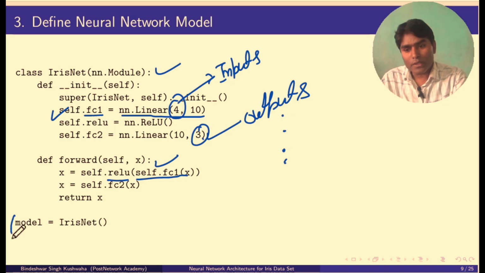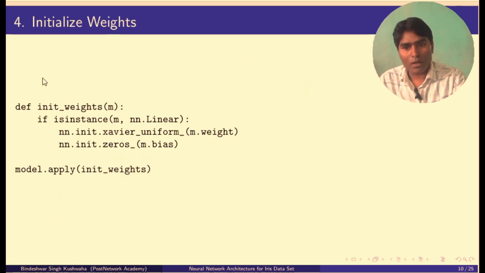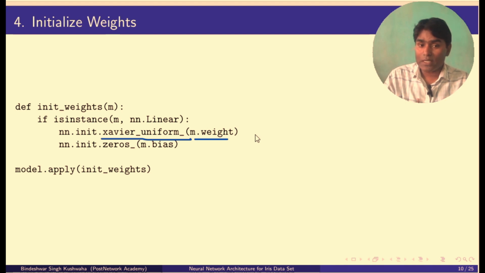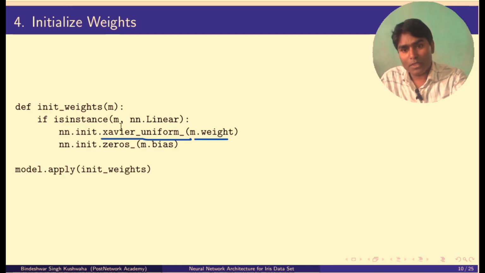Now we will create an object of IrisNet, and thereafter see that again for weights initialization we will use Xavier uniform distribution of weights. Otherwise convergence will take more time. So there are also algorithms to initialize the weights of a neural network and also bias. So bias would be initialized by zeros.